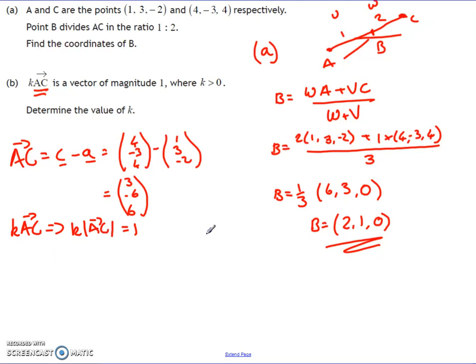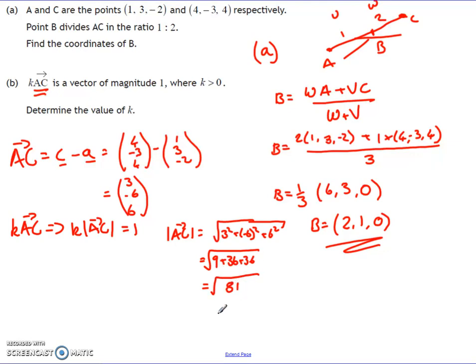First we calculate the magnitude of AC, substitute it in and see what we get. So the magnitude of AC equals the square root of 3 squared plus negative 6 squared plus 6 squared. So 3 squared is 9, so it's the square root of 9. 6 sixes are 36, so it's plus 2 of those. So 36 plus 36 is 72, plus 9 is 81, so it's the square root of 81, which is just 9. So the magnitude of AC is 9.